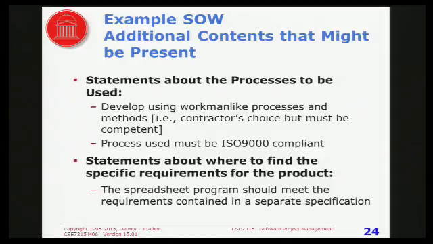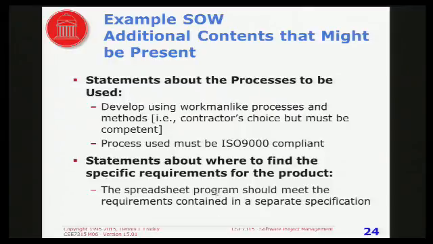Here's things that might be there but don't have to be there. Something about the process to be used. Sometimes the customer wants you to follow a particular process. For example, in Europe, you may have to be ISO 9000 compliant. This is a process requirement. If you're doing anything for the United States Federal Aviation Administration, like building a new airplane, there's certain standards you have to follow so that they can attest to the safety of the airplane.